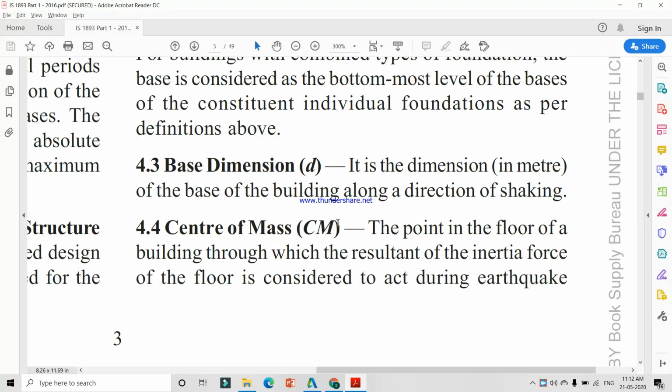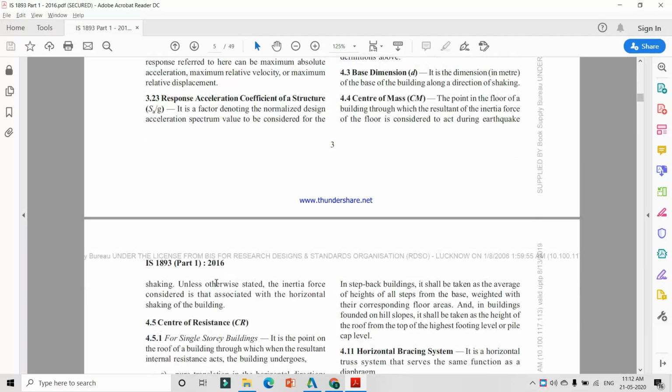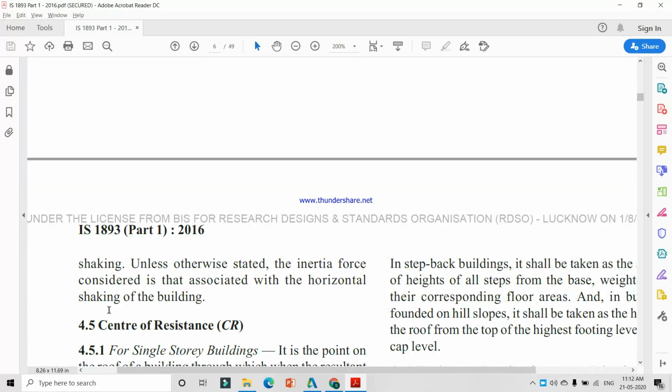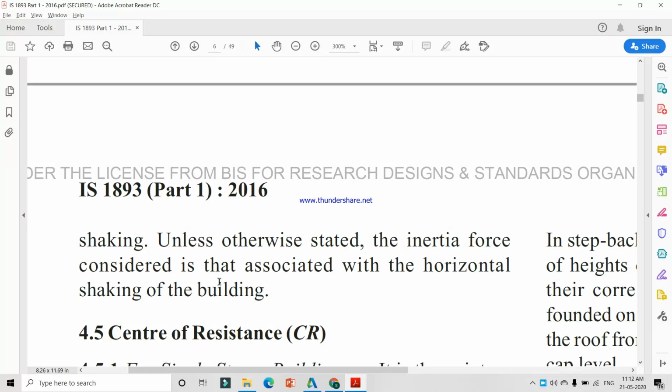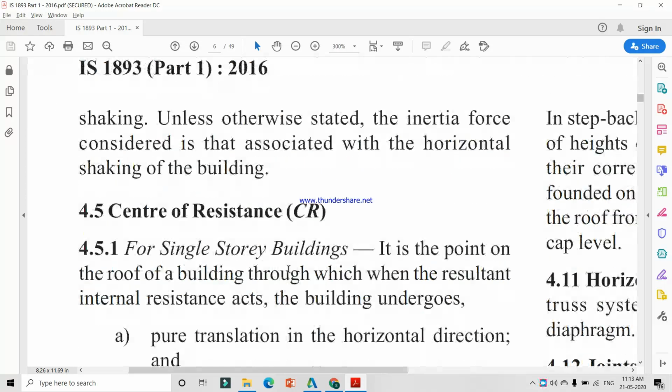Center of mass. Center of mass means the point of a floor of a building through which the resultant of the inertia force of the floor is considered to act during the earthquake shaking, unless otherwise stated. The inertia force is considered in association with the horizontal shaking of the building.